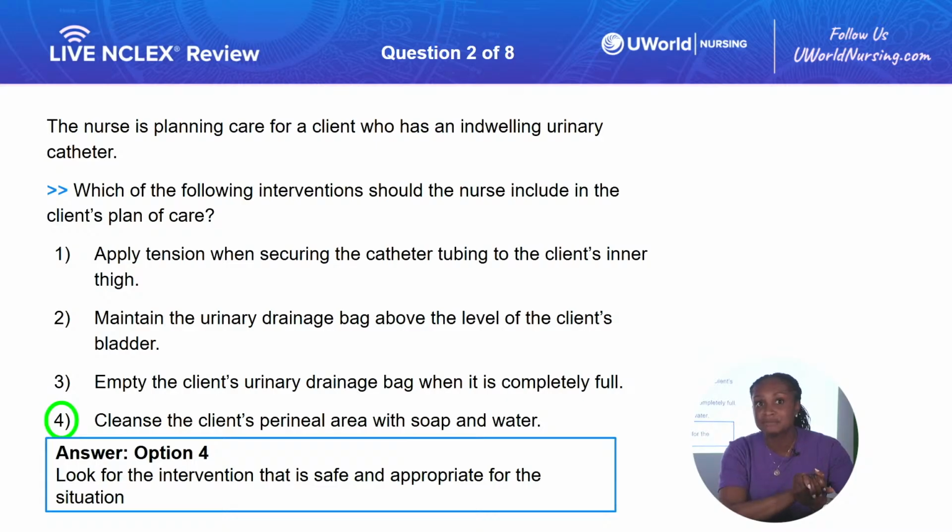And then option 3, empty the client's urinary drainage bag when it's completely full. Again, we would want to do it way before completely full. I always say best rule of thumb is 1/3 to 1/2 full, so we don't have that backflow of urine that can cause that UTI. So good job, guys. Y'all got that one easy.